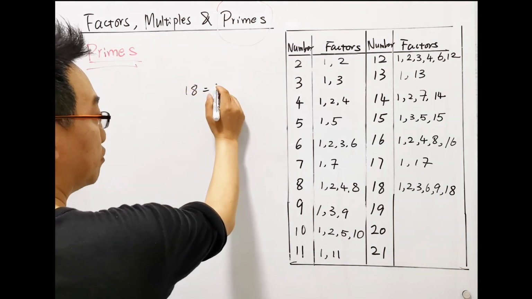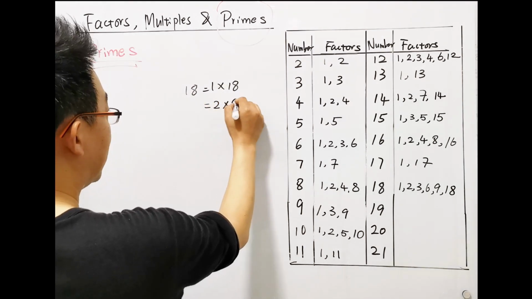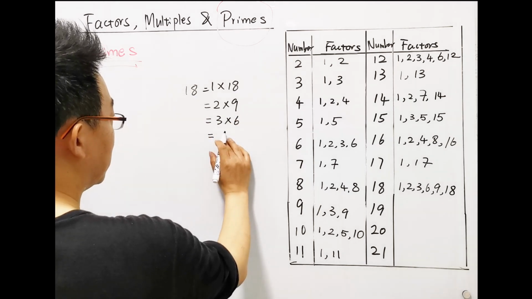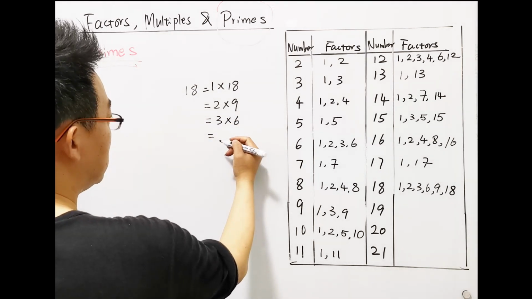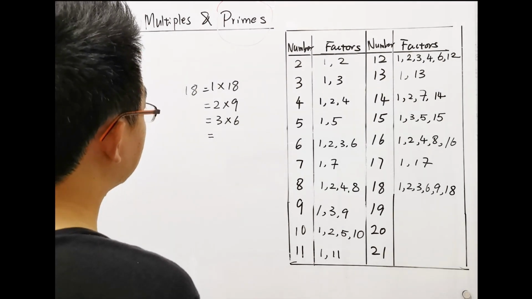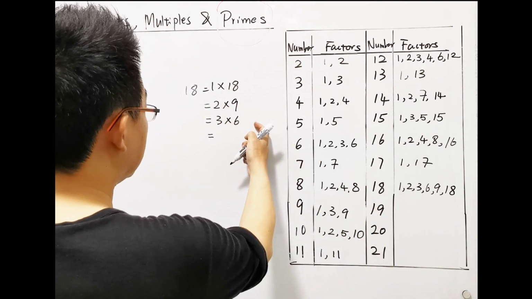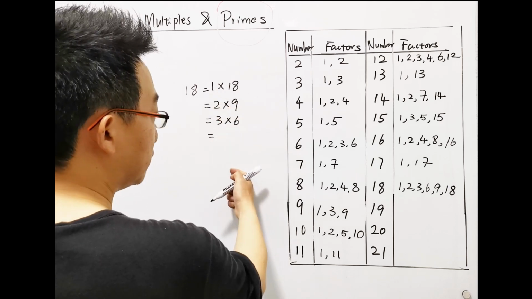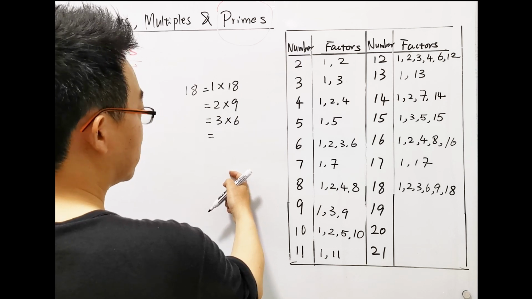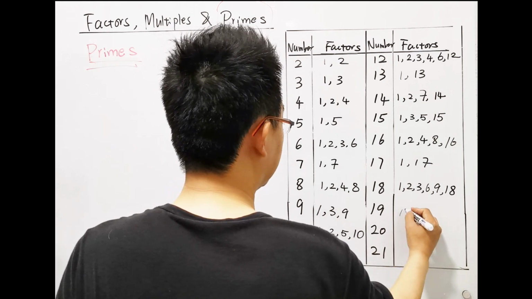So 18 equals 1 times 18, right? The other one, 2 times 9, right? And then 3 times 6, right? The next one is what? Most probably we have all those numbers already, right? So we have 1, 2, 3, 6, 9, 18. It's including itself, right? So we have 6 numbers, right? Okay, so for 19 we have only 1 and 19 itself.